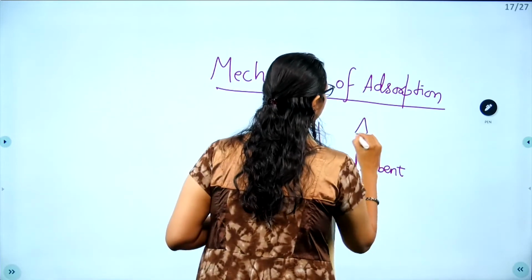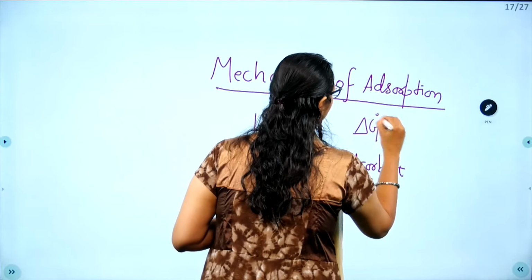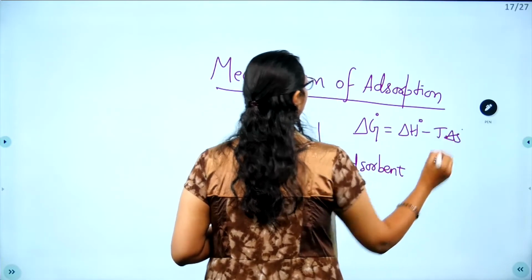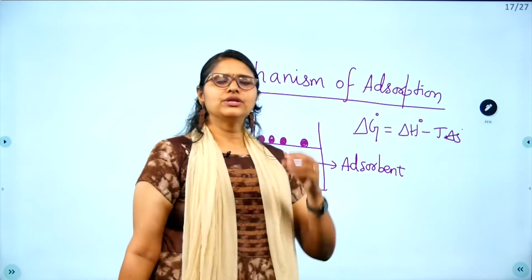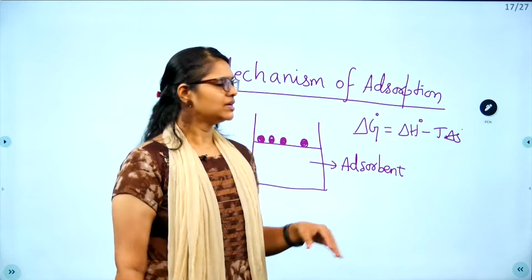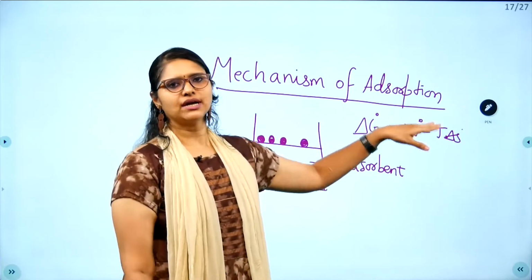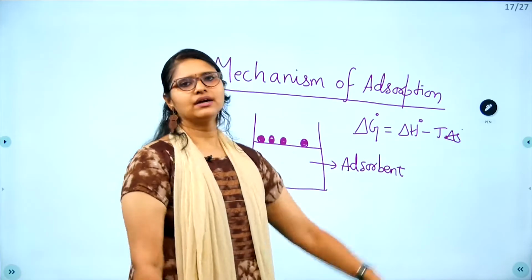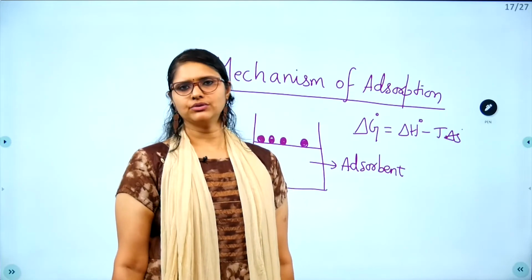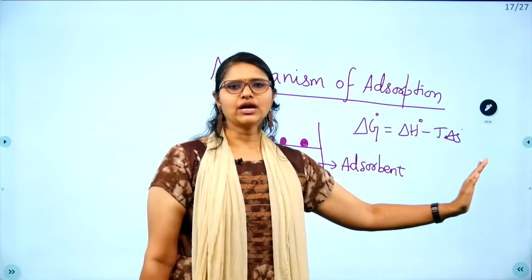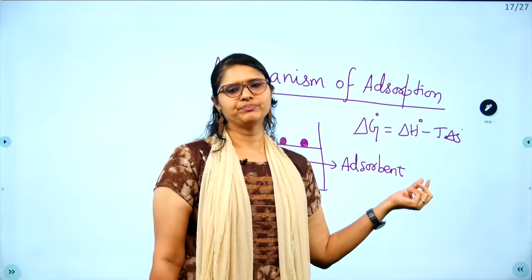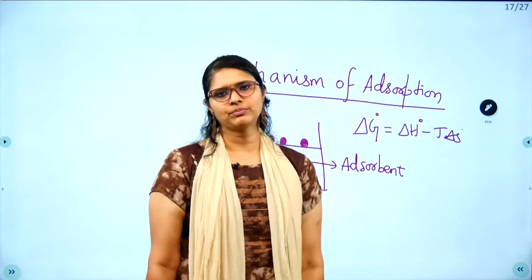So I can write here ΔG° = ΔH° − TΔS°. So ΔG° is equal to ΔH° minus TΔS°. ΔG is the Gibbs energy, ΔH is the enthalpy, ΔS is entropy, and T is temperature, you know that. According to thermodynamics, ΔG is Gibbs energy, ΔH is enthalpy, ΔS is entropy.